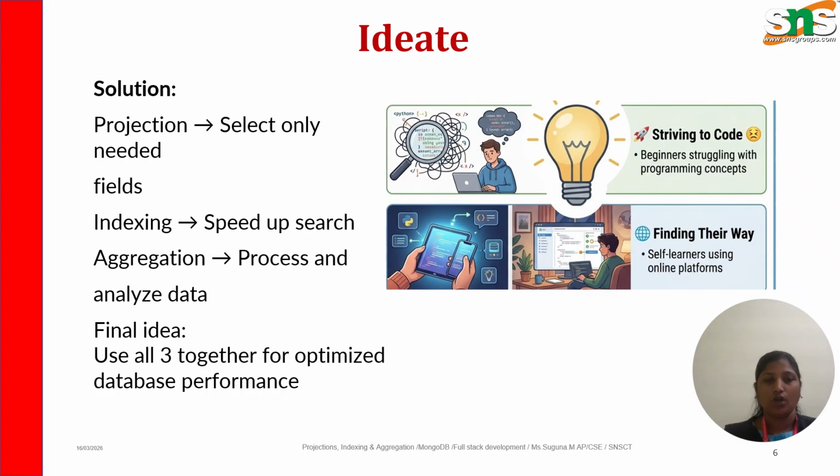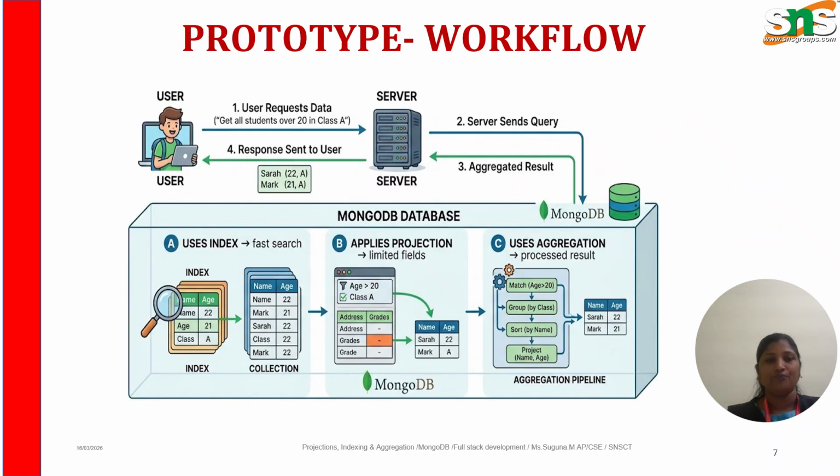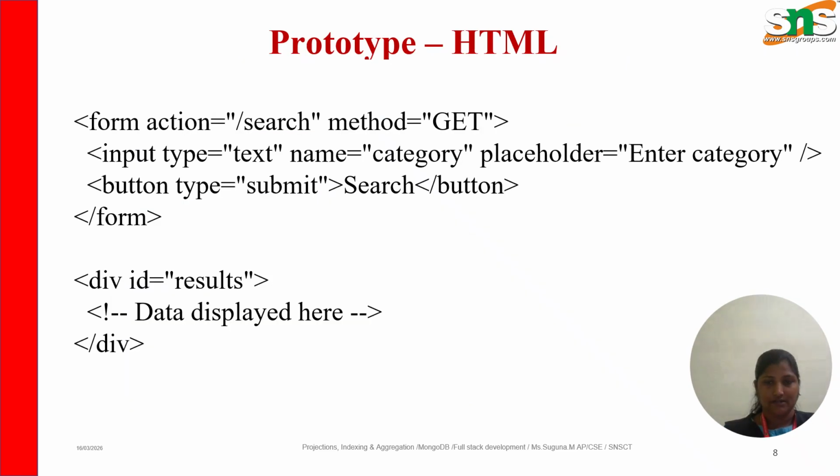Now let's move on to the prototype workflow. Now let's see how this works in a simple application workflow. We take input from the user, we process whatever input is given by the user, and we return the filtered results in a very efficient way. So this is how the MongoDB database works. I hope this diagram will clearly explain how the user requests are handled by the server.